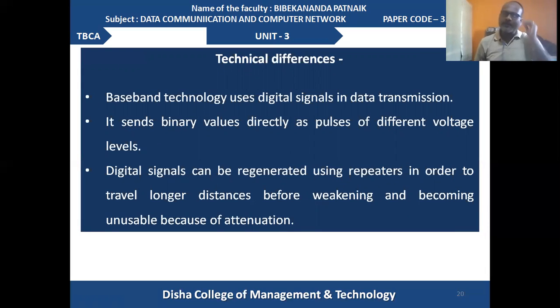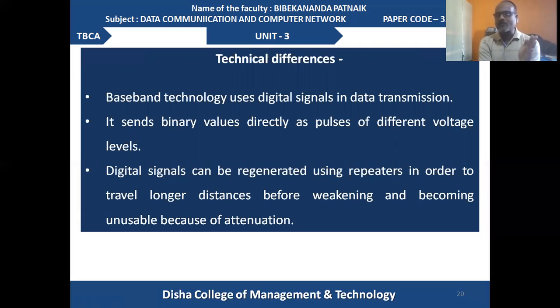So what is the technical difference? Basically, baseband technology uses digital signals in data transmission. In the earlier slide we saw that baseband technology implements digital signals for communicating and transmitting data over a subsequent medium. So it sends the binary values directly as pulses of different voltage levels. As you know, in digital communication there is 0 and 1, where 0 is no pulse, and 1 is called a pulse.